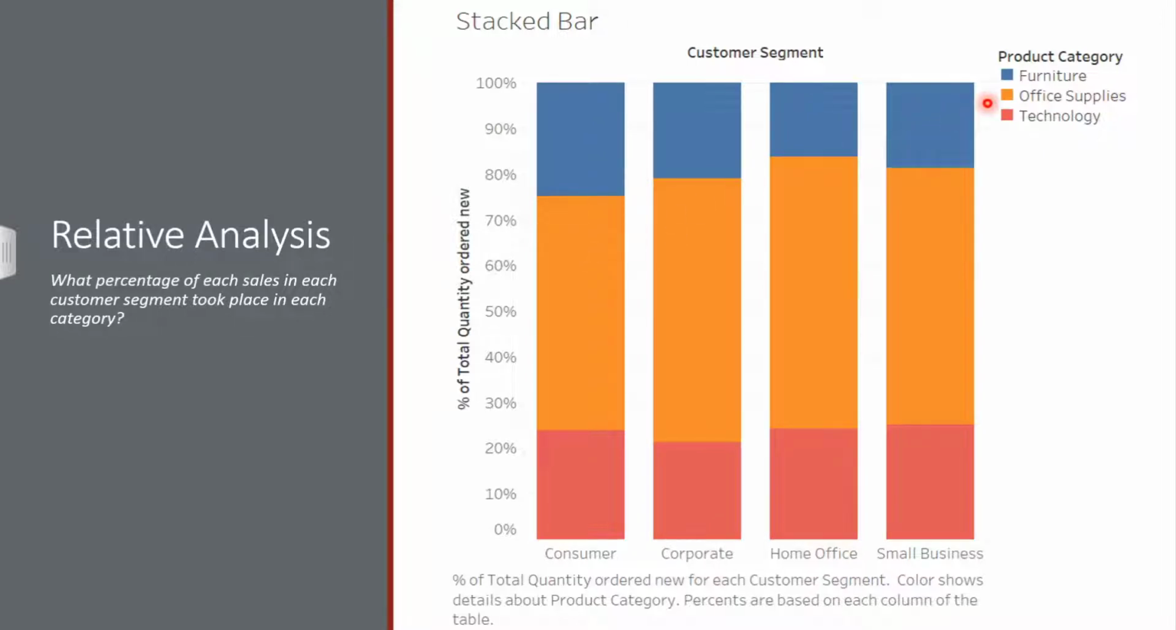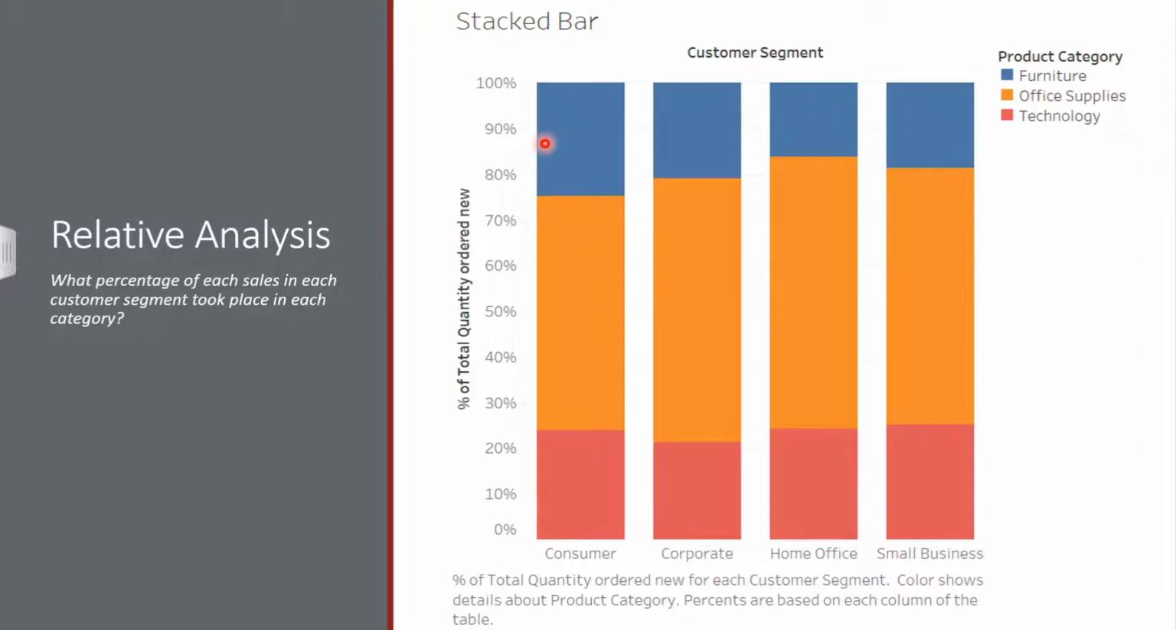But within this, I'm looking at the product category. And within this segment, for example, what percentage of the consumer segment was made up of technology sales? I can see here that it's about 20, a little less than 25. And the bulk of it was office supplies. It looks like the bulk of most of my sales are office supplies. Technology is next, and furniture is next.